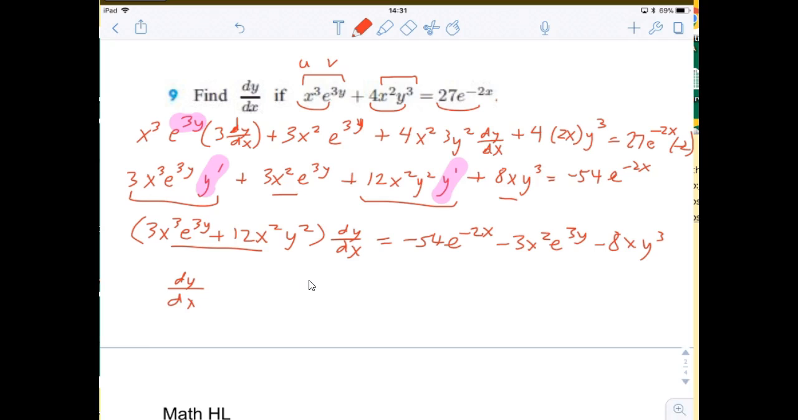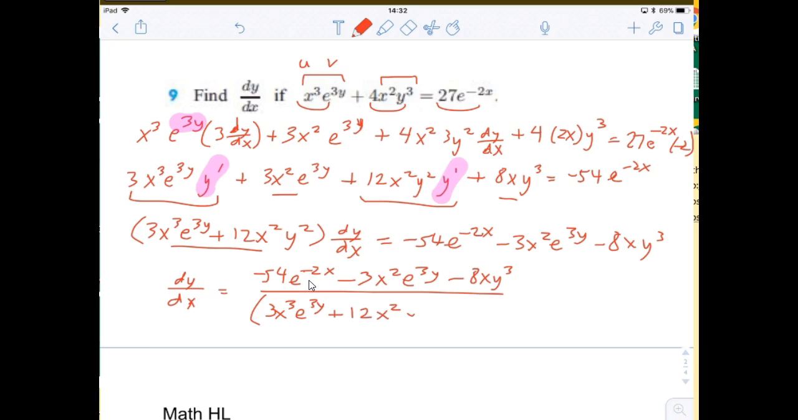And then we're going to divide both sides by this so that we can isolate the dy dx. And then we're just going to make a giant fraction. So we got negative 54 e to the negative 2x, negative 3x squared e to the 3y, negative 8xy cubed. And then all this is going to be divided by 3x cubed e to the 3y plus 12x squared y squared.